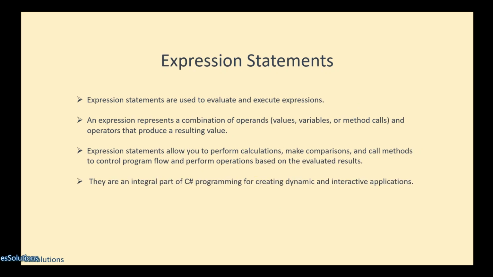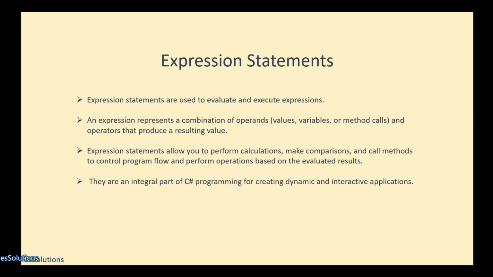Expression statements, on the other hand, are used to evaluate or execute expressions. An expression represents a combination of operands, that is values, variables, or method calls, and operators that produce a resulting value. We'll be talking about operators in our next video, so that will be more clear. But just know that an expression is a combination of operands and operators. So an expression statement allows you to perform calculations, make comparisons, call methods to control program flow and perform operations based on the evaluated results. They are also integral parts of C#.